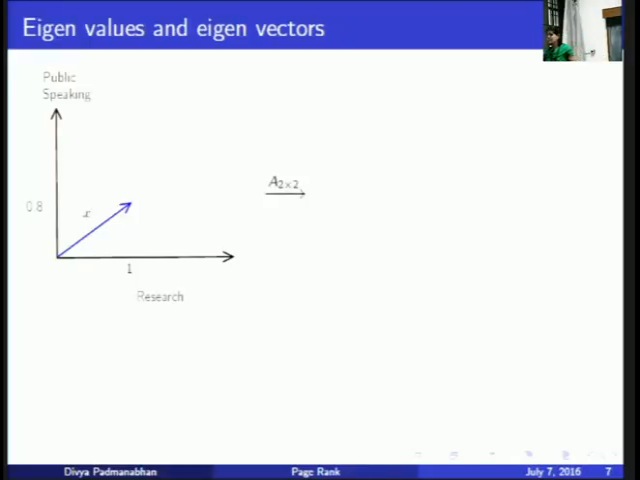Now, there is some matrix which acts on this x. So this matrix you can think of maybe the summer school. Okay, you attend the summer school and after that there's some change happening to you.